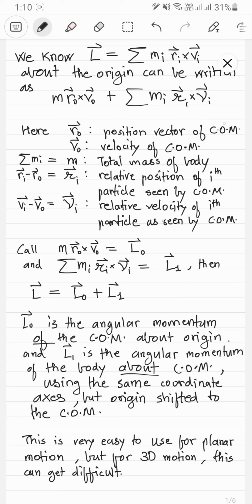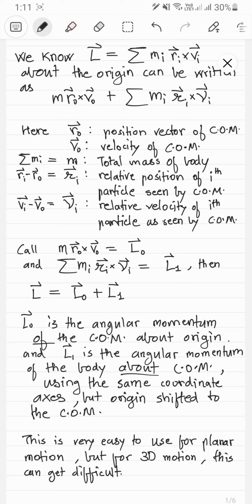So this is very well known and it is used a lot in the analysis of planar rotation. It is used for wheels and gyroscopes and things rotating in a plane, and many other things. But this by itself is not sufficient for the complete 3D analysis. You need something more. Okay, so let's continue.